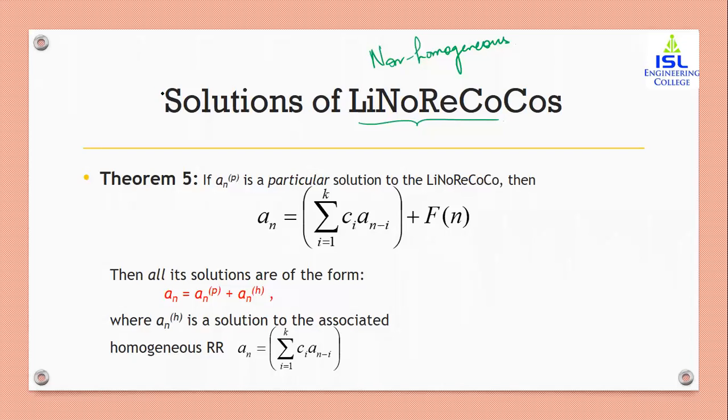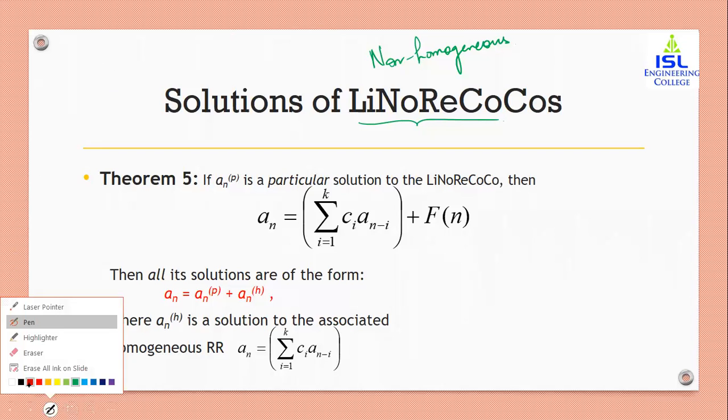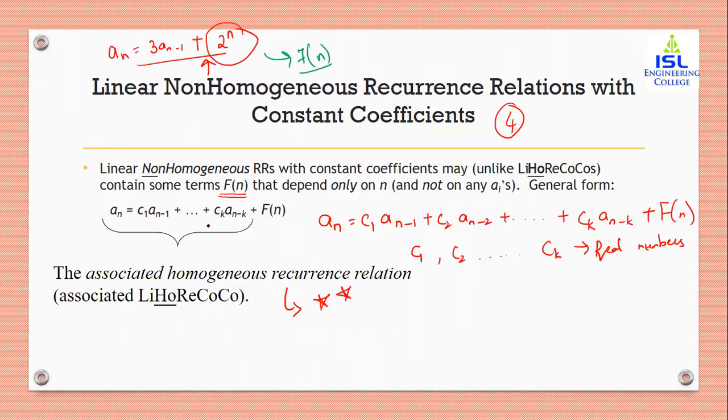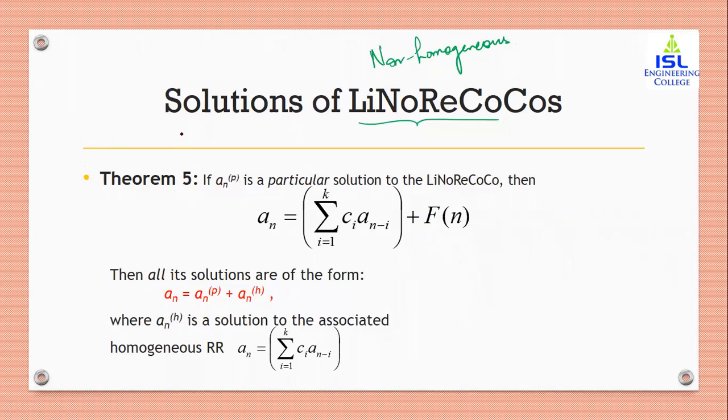Now, when we want to find the solution of a non-homogeneous recurrence relation, it will be the sum of two things, because we have two parts in our non-homogeneous relation: the associated part and the other is the function of n. So for this solution, we will have it in two parts. One will be the solution of the associated part and the other the solution of your function of n.